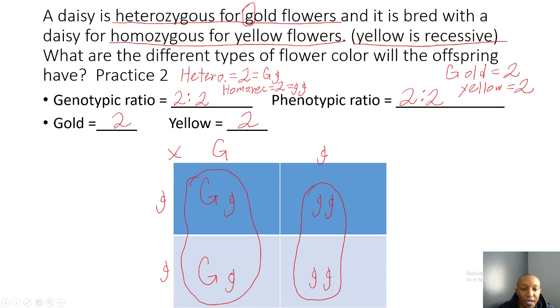So if you notice, I cross these. I have heterozygous dominant, homozygous recessive, heterozygous dominant, and then another homozygous recessive. So our genotypic ratio is going to be 2 to 2. 2 of them are heterozygous dominant, and then 2 of them are homozygous recessive. Then if we look at our phenotypic ratio, 2 are going to be gold and 2 are going to be yellow. So then gold right here is going to be 2, yellow is going to be 2.